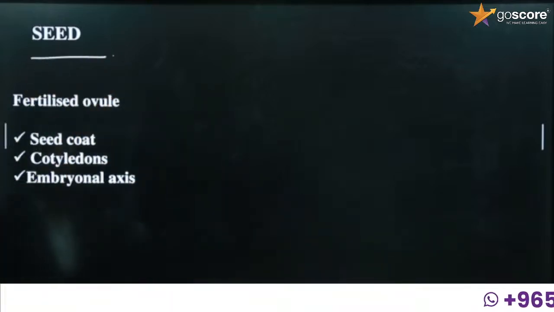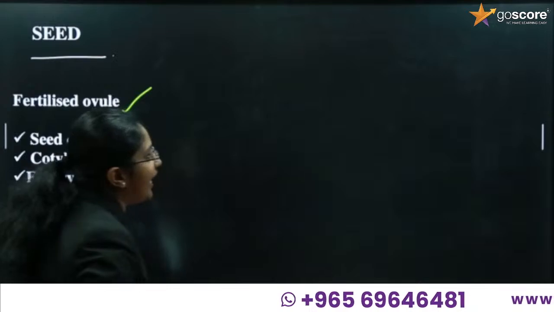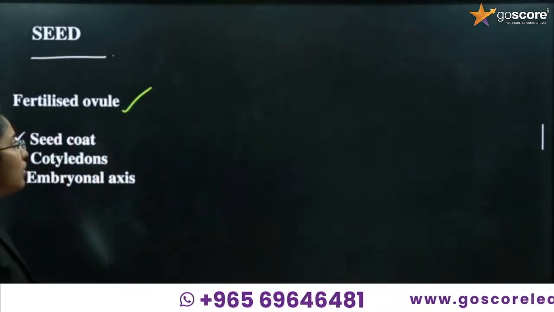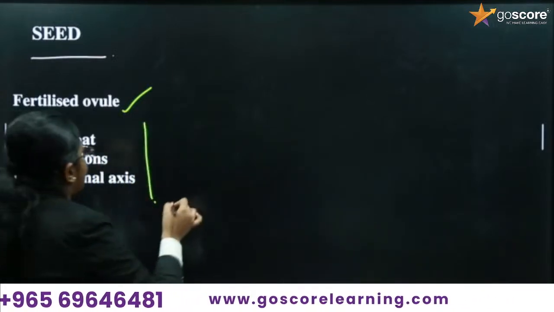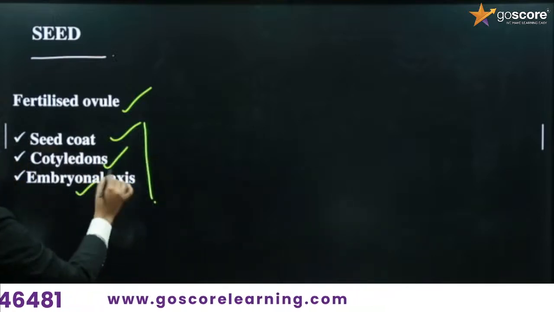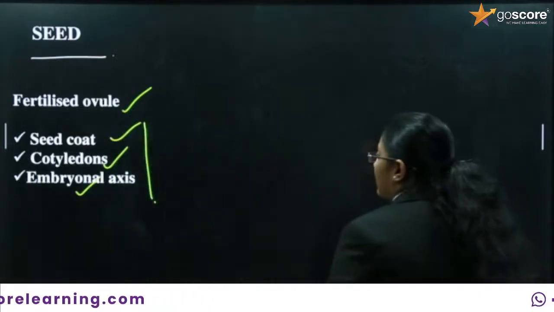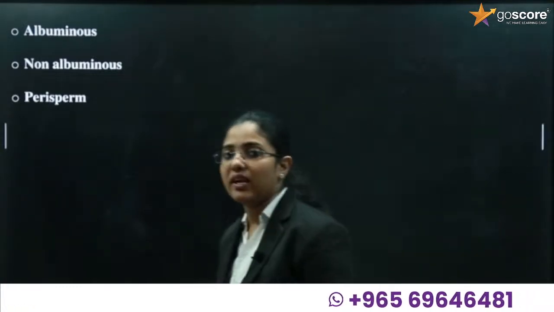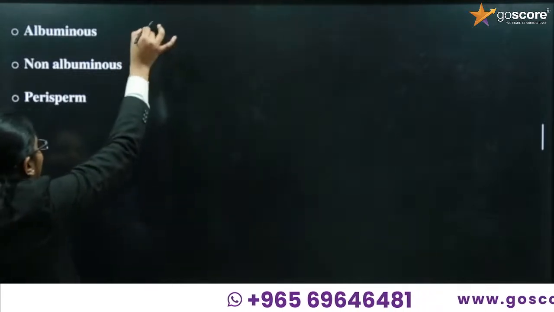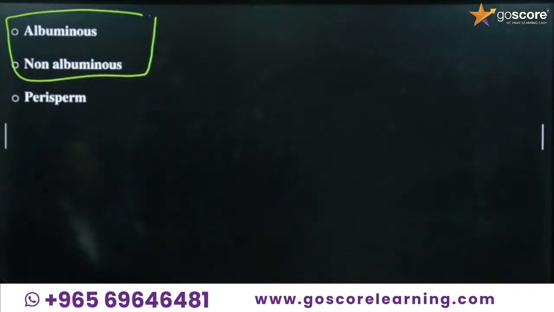Next we have to study about seed. Here I have mentioned what a seed is. Seed is a fertilized ovule. What are the different portions of a seed? Seed has seed coat, cotyledon, and embryonal axis. We will classify the seeds into two different groups: albuminous seeds and non-albuminous seeds.